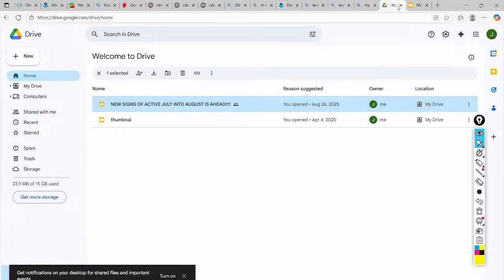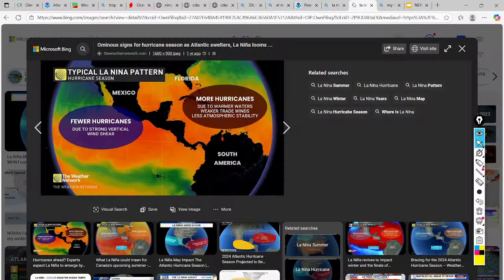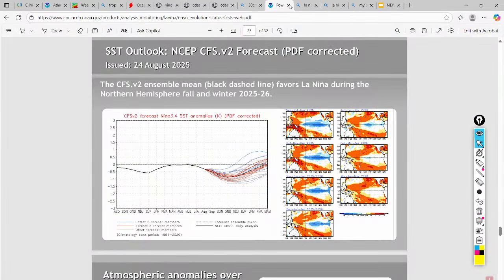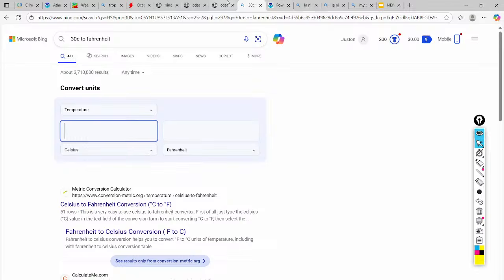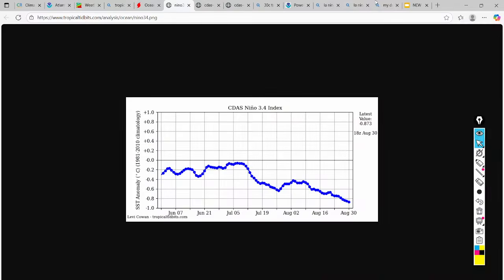So, let me get out of this. We already looked at the La Nina. We do not need that anymore. Generally, we are good on that. We already looked at the water temperatures, which are very good.